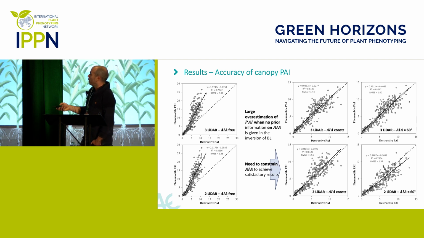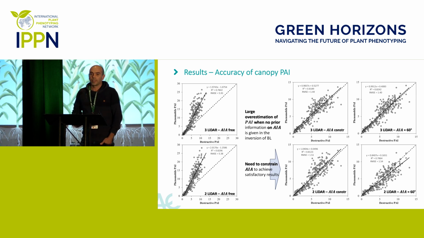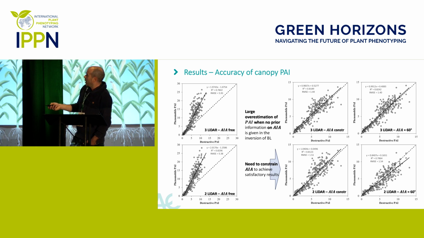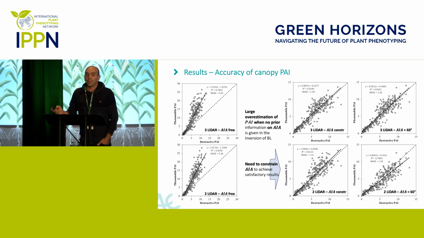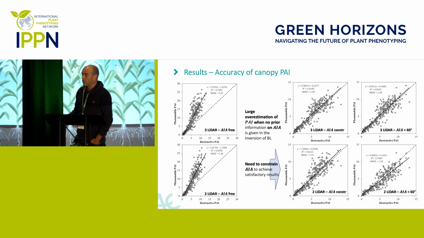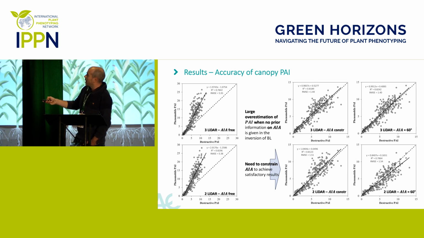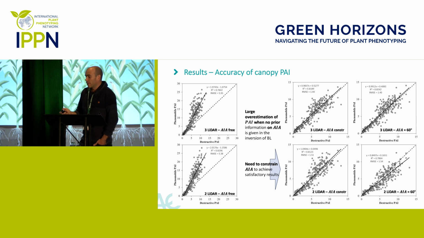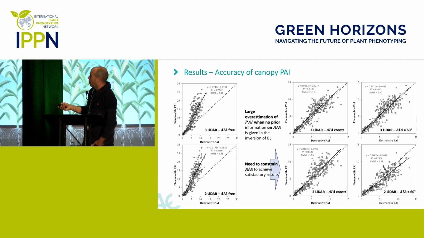We have to constrain the average inclination angle in order to get satisfactory results, either by inserting the penalty term that I explained before, or by fixing the average inclination angle to 60 degrees. And in both cases, more or less, it will work fine. The results are slightly better when we use the 3 LiDAR instead of the 2 LiDAR, but more or less the overall root mean square error is satisfactory.